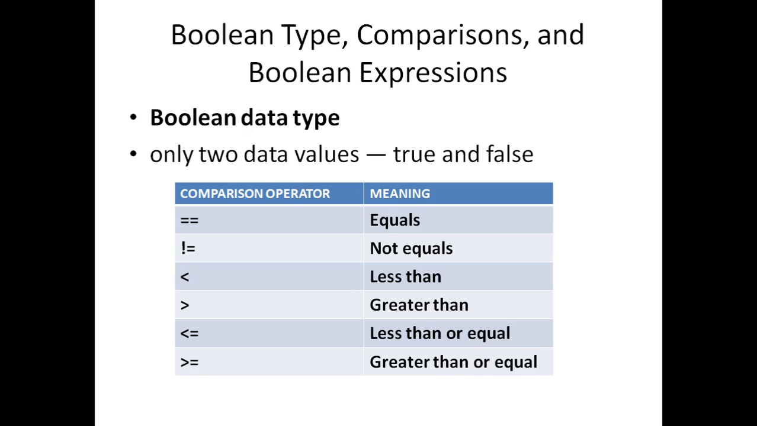There are different comparison operators in Python. Double equal means equals operation. Exclamation and equal means not equals operation. Less than symbol is less than. This is greater than, this is less than or equal to, and this is greater than or equal to. These are the comparison operators used in Python.